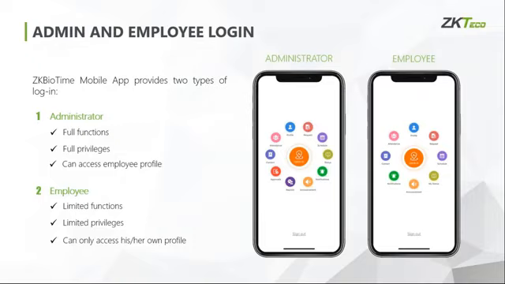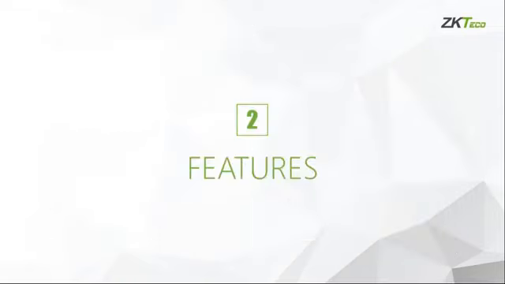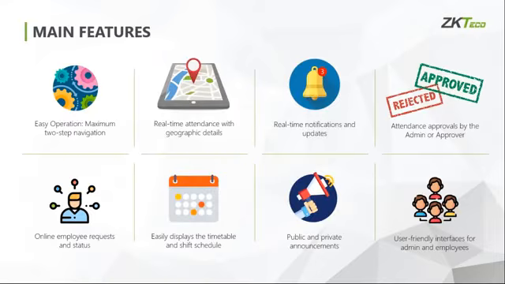Let's move through the features. We can explain one by one what all the features available in the ZKBioTime mobile application are. The main feature is its two-step navigation, as I mentioned. It's very easy to operate and user friendly. All the operations you can handle in two-step navigation, and it has real-time attendance with the geographic details. That means all the punches will be marked with the location, so it will reduce manual error or manipulation.